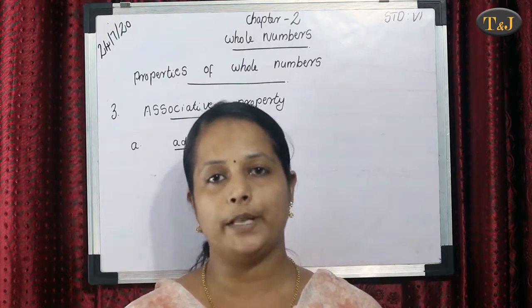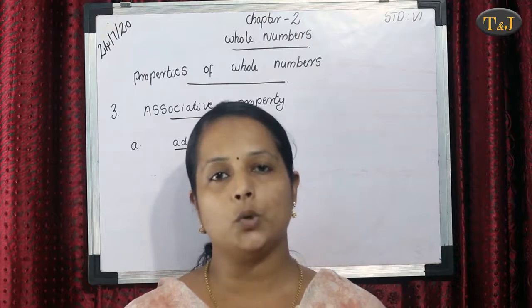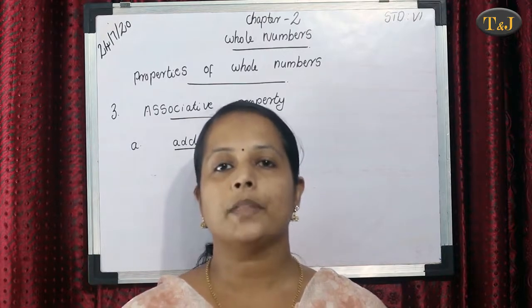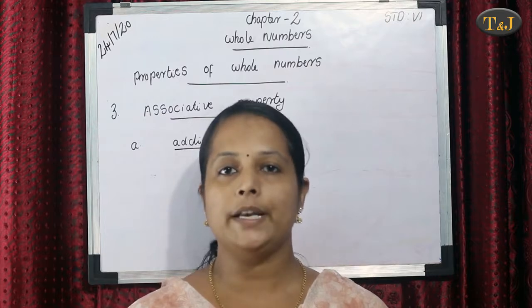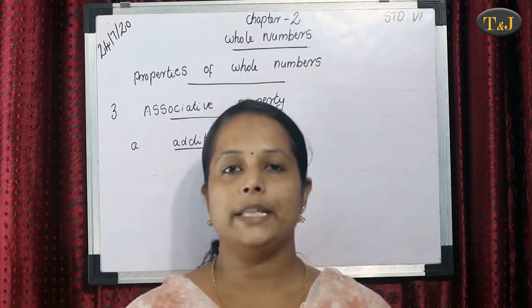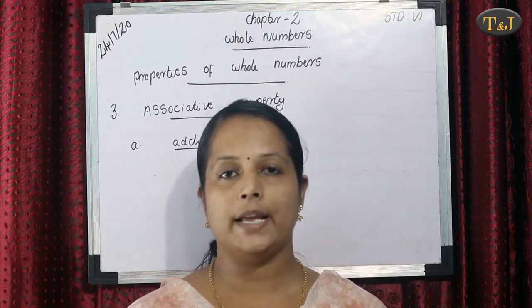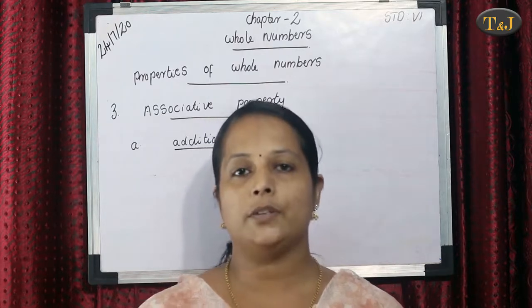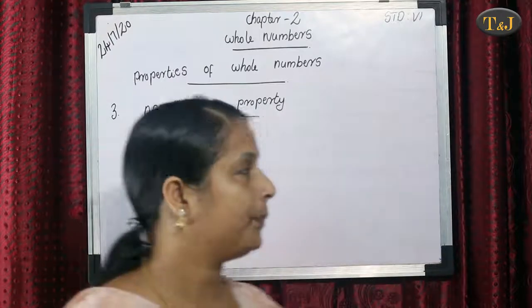Actually there are four properties of a whole number. First property, closure property; second property, commutative property; third property, associative property; and last property, distributive property. Today we are learning the third and fourth properties, that is, associative property and distributive property. Okay, first we are going to take the associative property.